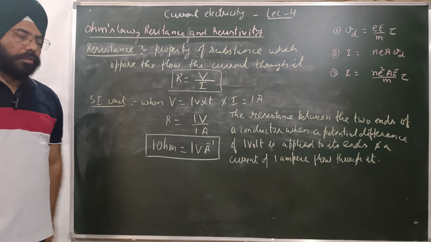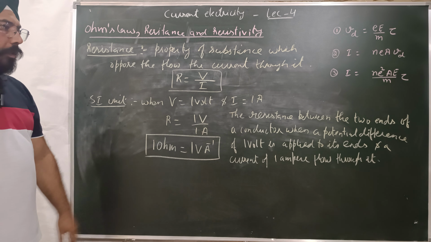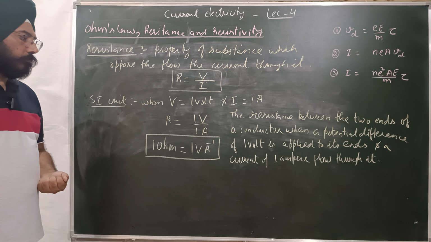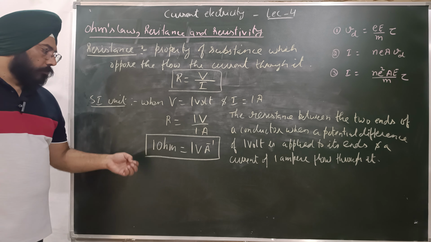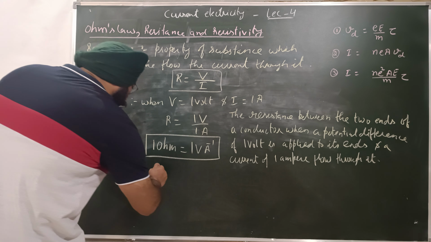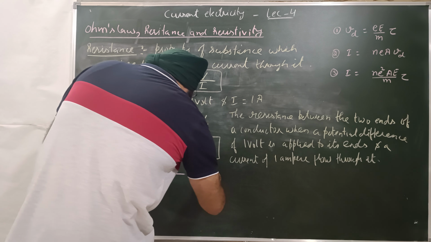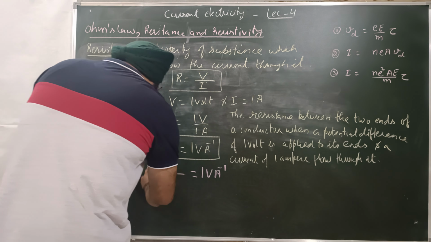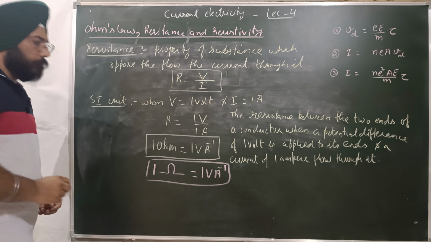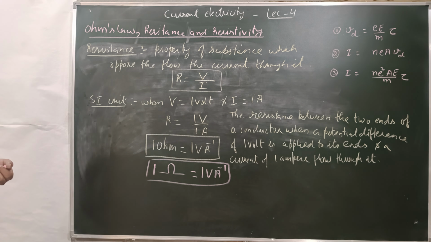The words can be somewhat different, no problem. You can make a note of this also. So 1 ohm is equal to, the symbol is omega, 1 omega is equal to 1 volt per ampere. I hope that you will note this down.